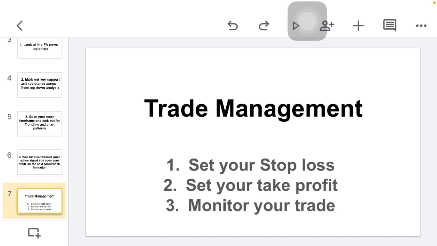Now, the third thing you do, though not compulsory, if you have set your stop loss and your take profits, because if you set your stop loss and take profit, you can go ahead and do whatever you want to be doing, as far as you've set and analyzed your market. It will work the way you've set it. Now, the third one is monitor your trade.